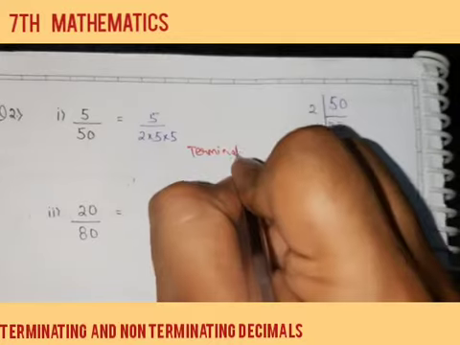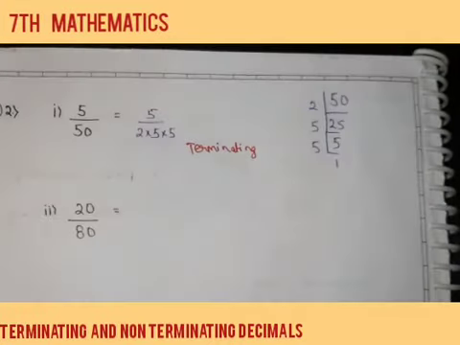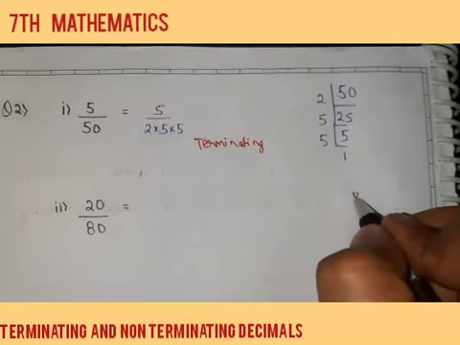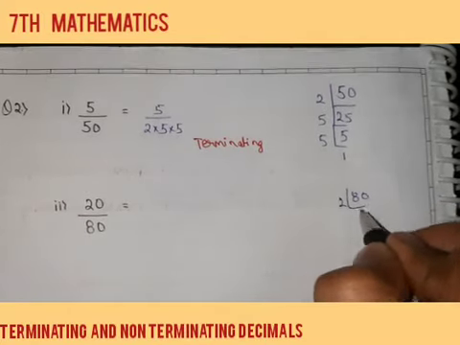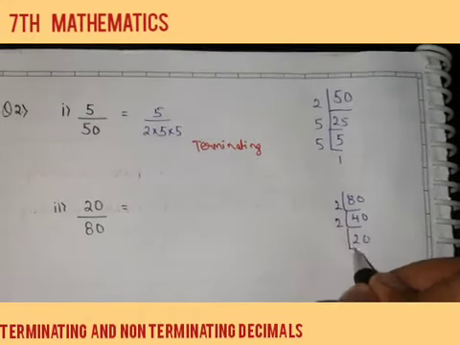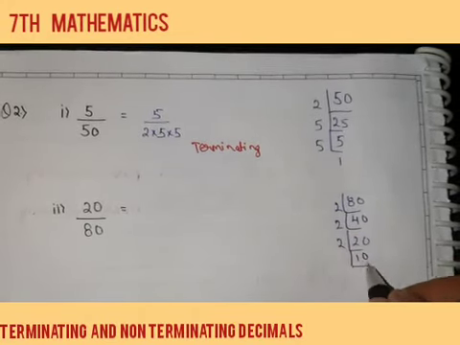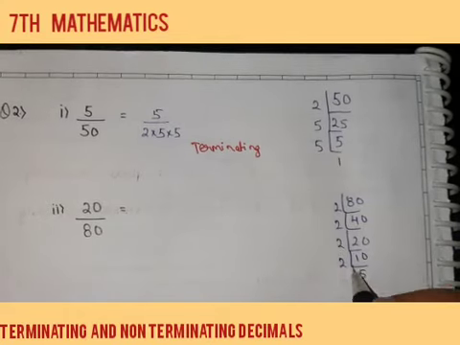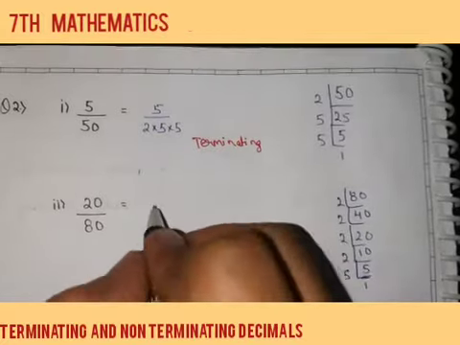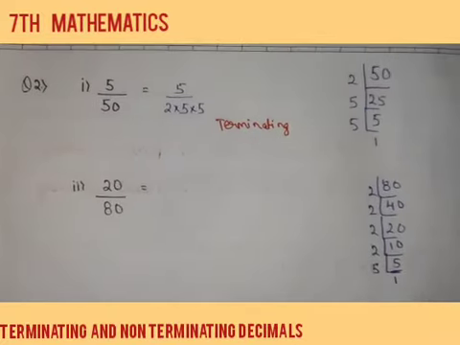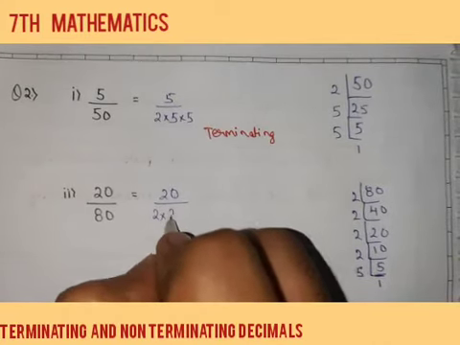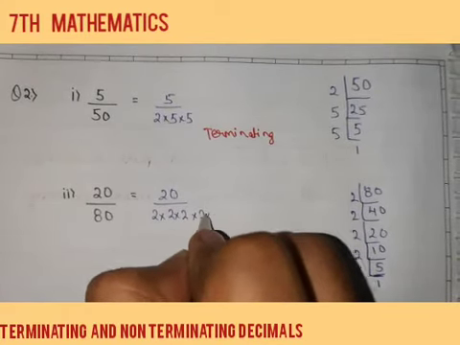It will be a terminating decimal representation. Let's see 20 upon 80. So again do the factorization. 2 40s are 80, 2 20s are 40, 2 10s are 20, 2 5s are 10 and 5 1s are 5. So we can write it as 20 upon 2 into 2 into 2 into 2 into 5.